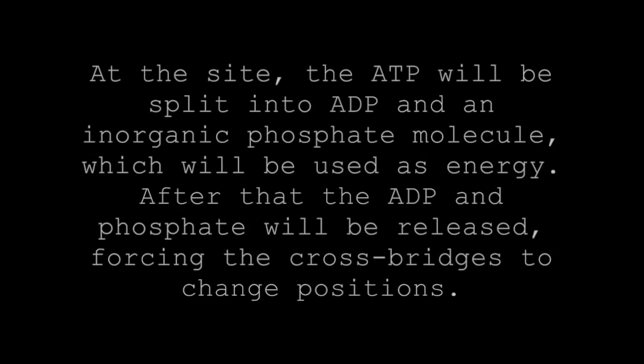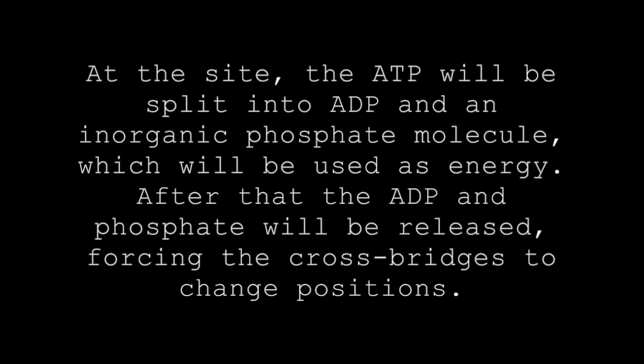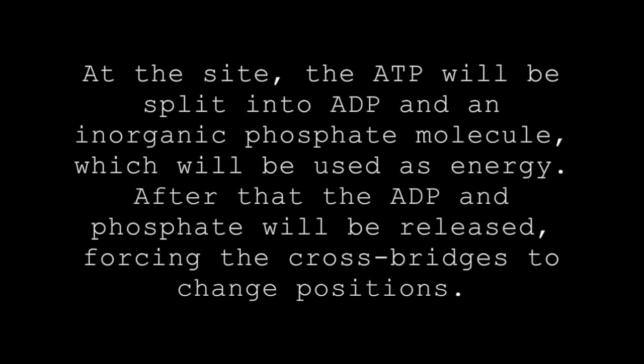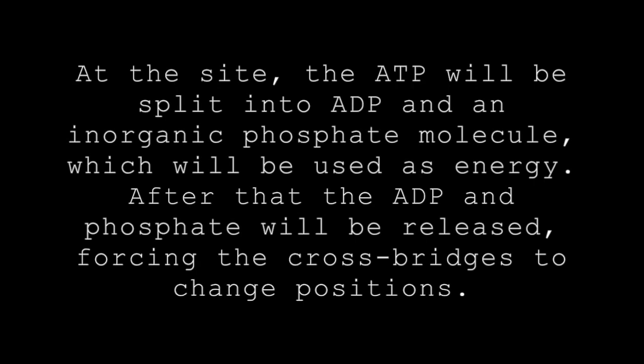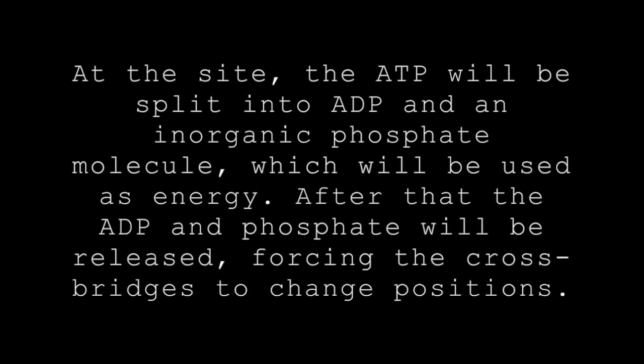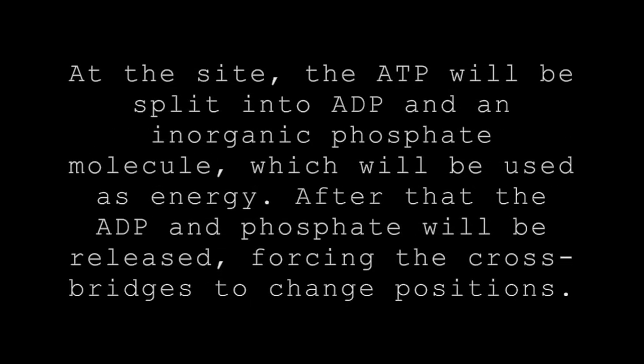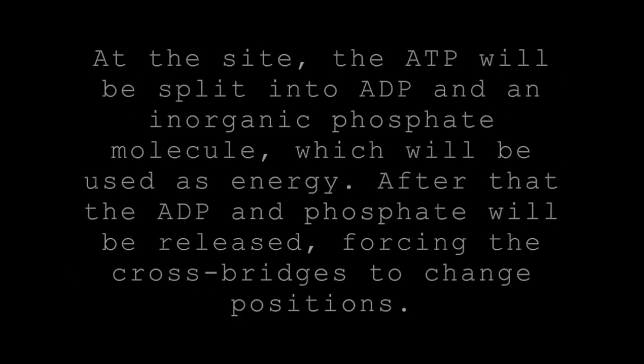At the site, ATP will be split into ADP and an inorganic phosphate molecule, which will be used as energy. After that, the ADP and phosphate will be released, forcing the cross bridges to change positions. The actin filaments will be pulled to the center of the sarcomere, and the cycle repeats itself continuously.